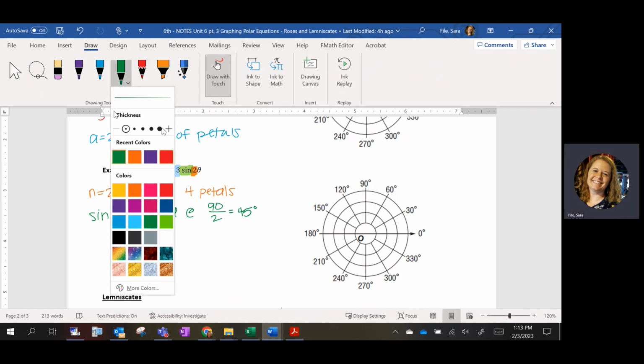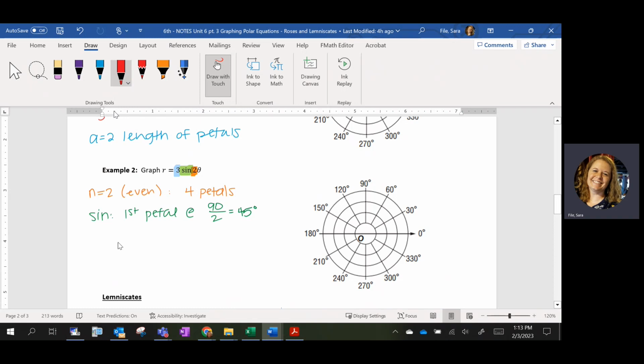Okay, so then the spacing of the petals, how many petals are there? So we do 360 divided by 4. So there's 90 degrees between the petals.